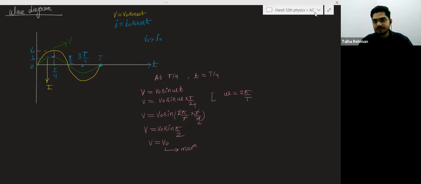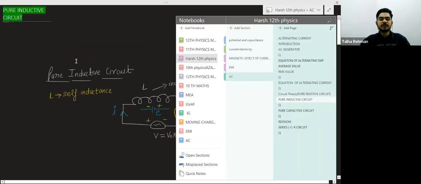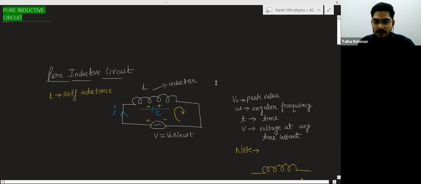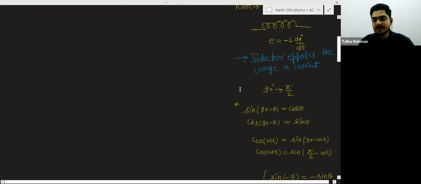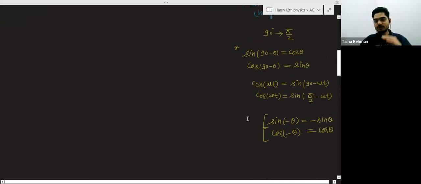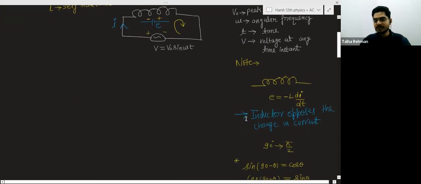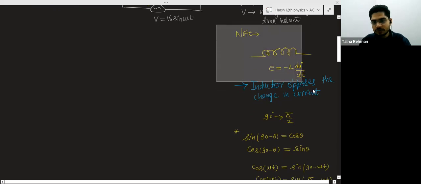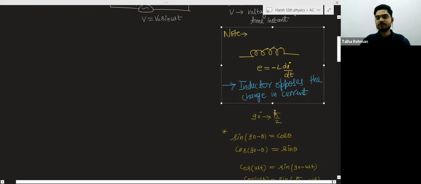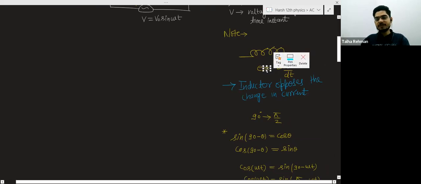So this is the case of the purely inductive circuit we will discuss. You should know first what the inductor is, and these are the trigonometric values we will use during the derivation. So the first and foremost thing you should know: if I am talking about only the magnitude, this will be the EMF induced we have discussed, I think.